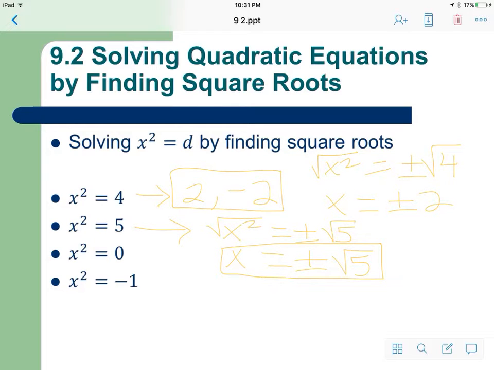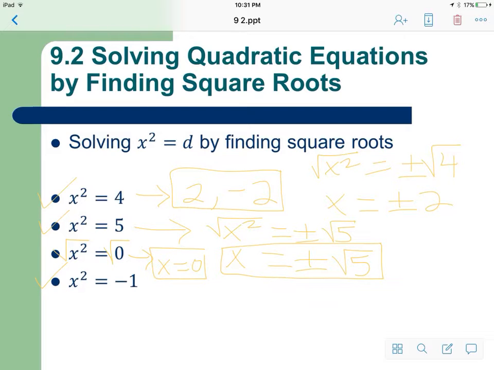X squared is equal to 0. I'm just going to take the square root of both sides right here, and you'll notice that x is just equal to 0. There will just be one answer. Whereas with numbers 1 and 2, you had 2 answers whenever you have a positive number to the right of the equal sign. When x squared is equal to 0, you'll just have one answer.